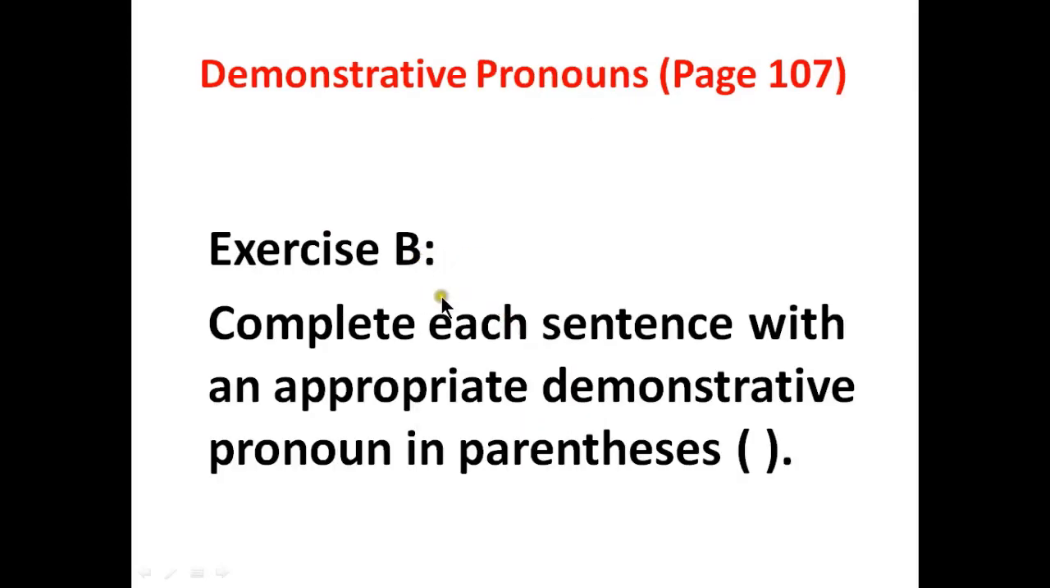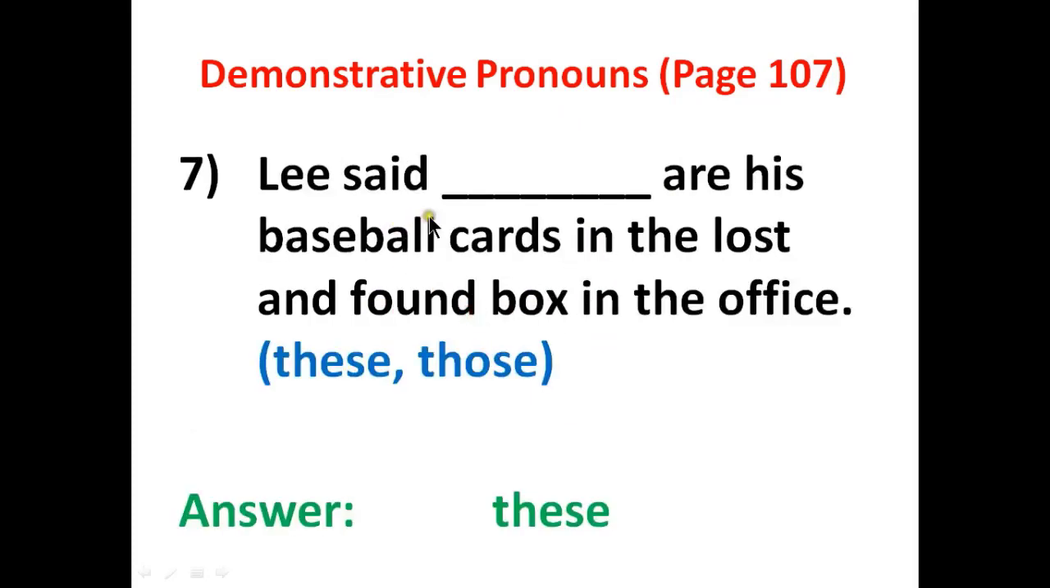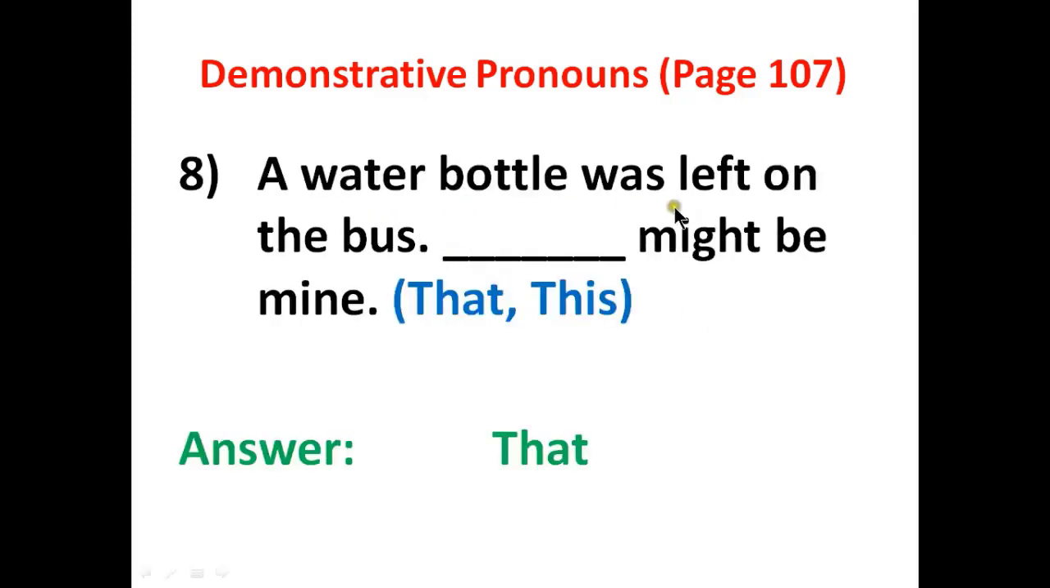Now we are going to do exercise B. You will complete each sentence. Please complete each sentence with an appropriate demonstrative pronoun in parentheses. This is Jessica's lunch bag, which I am bringing to the cafeteria for her. Here our demonstrative pronoun will be this. Number 7. Liz said these are his baseball cards in the lost and found box in the office. Number 8. A water bottle was left on the bus. That might be mine. Here you are going to write the demonstrative pronoun that.